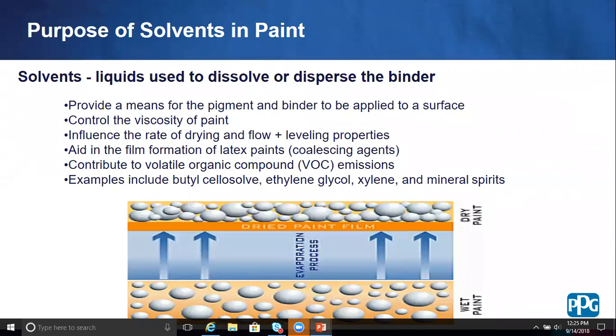Examples of these types of solvents would be butyl cellulose, ethylene glycol, which is like, what am I saying? It's like radiator coolant, xylene, and mineral spirits. Those are all examples of the types of solvents that would still be in water-based paints, but in small amounts, less than 50 grams per liter typically, but they make the film cure properly. They aid in film formation for low temperature exterior paints and things like that, and help with the flow and leveling.